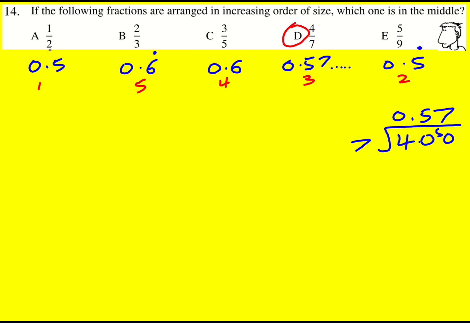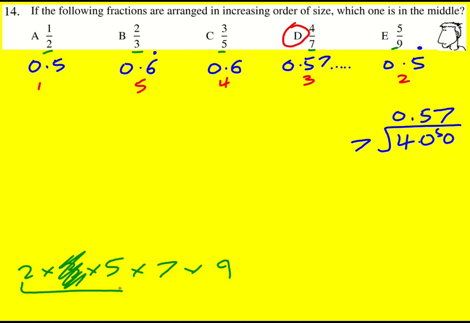Another way you could do it would be to put them all over the lowest common multiple of 2, 3, 5, 7, and 9. That actually turns out to be quite tricky. You don't have to times them all together because 3 goes into 9. You can just times by 2, 5, 7, and 9. These don't share any common factors. And that will give you 10 times 63, so 630. So you put them all over 630 and then compare them. That seems like it's going to take a bit of time though.